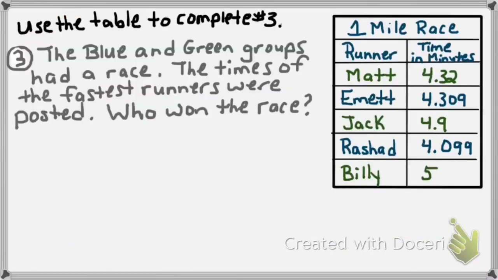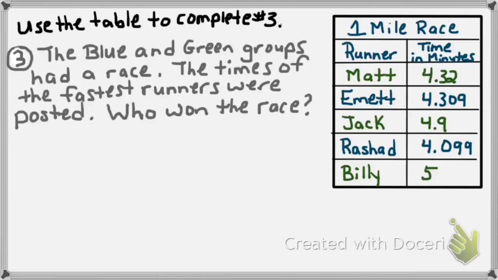My final example is example number 3. It says use the table to complete number 3. The blue and green groups had a race. The times of the fastest runners were posted. Who won the race? So I look at my table and it says there's a 1-mile race. We have the runners and the time in minutes. Matt finished in 4.32 minutes. Emmett finished in 4.309 minutes. Jack finished in 4.9 minutes. Rashad finished in 4.099 minutes. And Billy finished in 5 minutes.